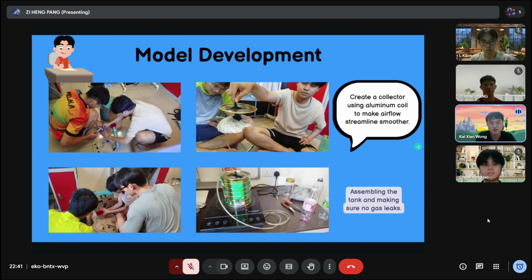Next is model development. First of all, we created a collector using aluminum coil to make the airflow streamline smoother, and then we assembled the tank and made sure no gas was leaking during the boiling.